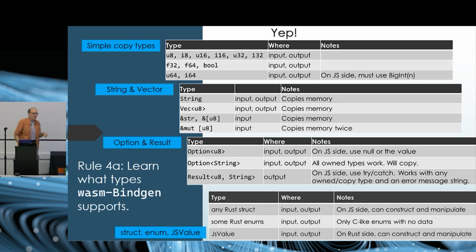JavaScript also has kind of a type that can represent anything, which on the Rust side we call JS value. And you can query it. Are you a string? Are you a floating point number? Are you an integer? If you are, tell me what your string value is. And Rust can do all that, and can even create one and pass it to JavaScript if it wants. This is the yep list.